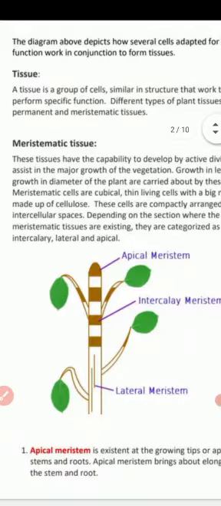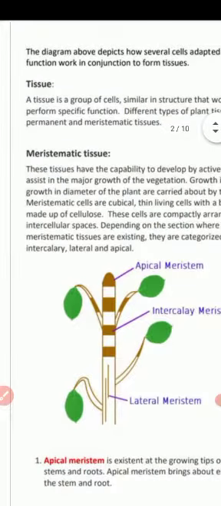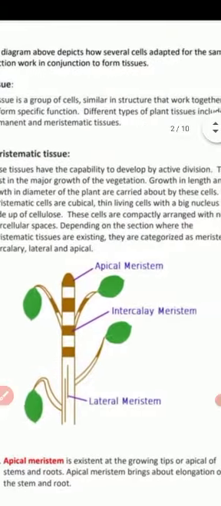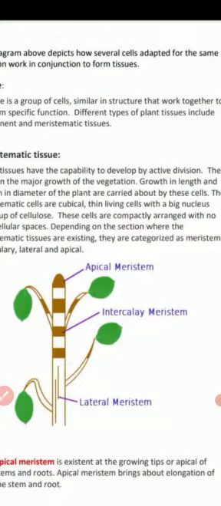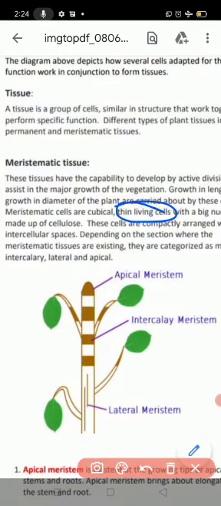That is the function, the character of the meristematic tissue. Its characters are growth in length and growth in the diameter of the plant, which are carried out by the meristematic tissue. Meristematic cells are cuboidal. They look like cubes. They are thin living cells. What is the meaning of thin living cells? Because growth is going on, they show thin living cells.